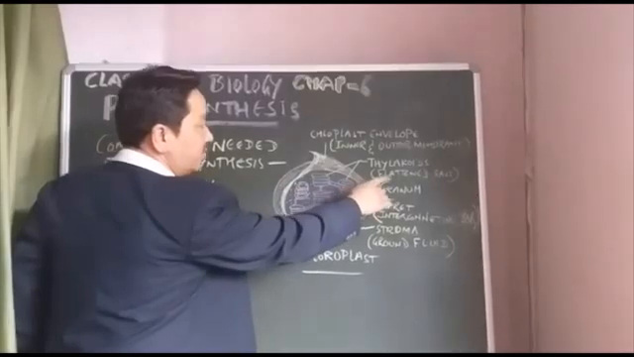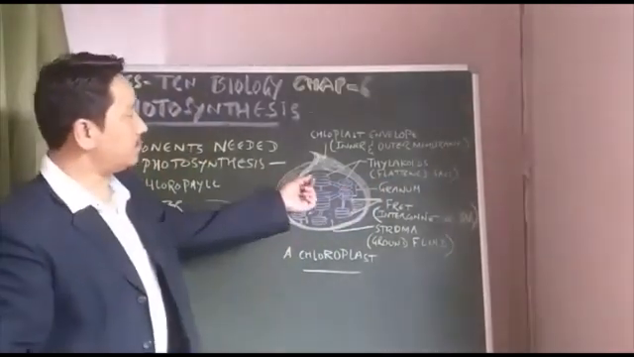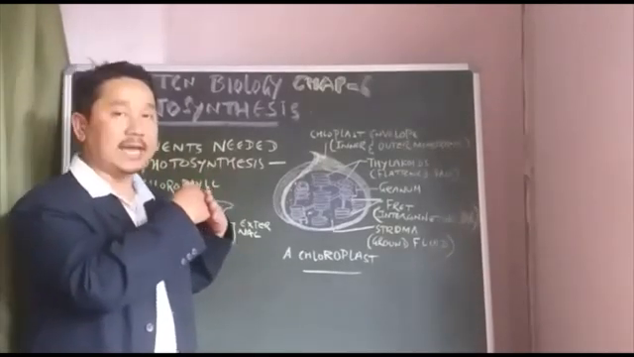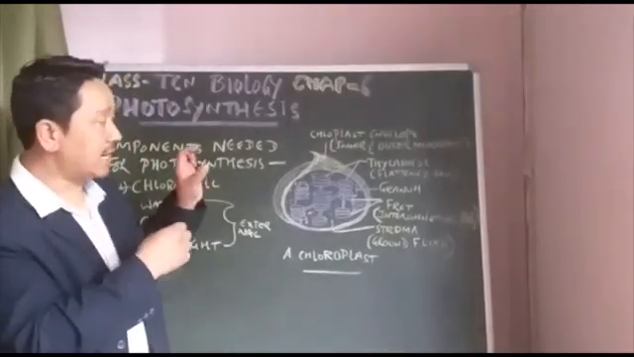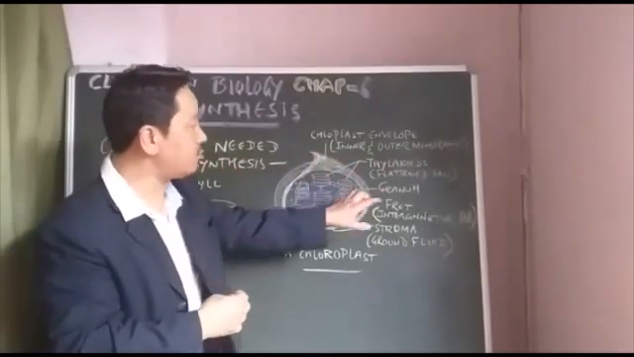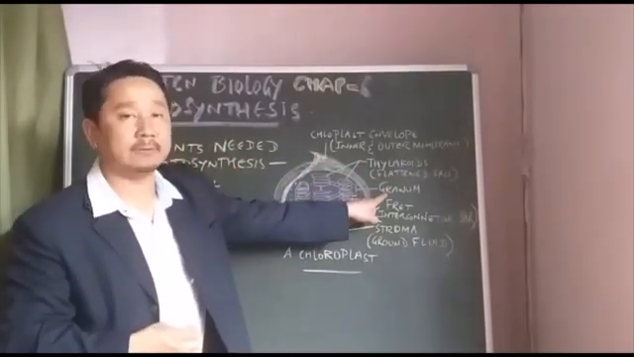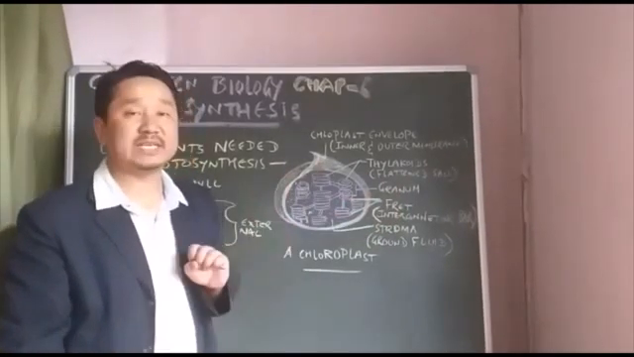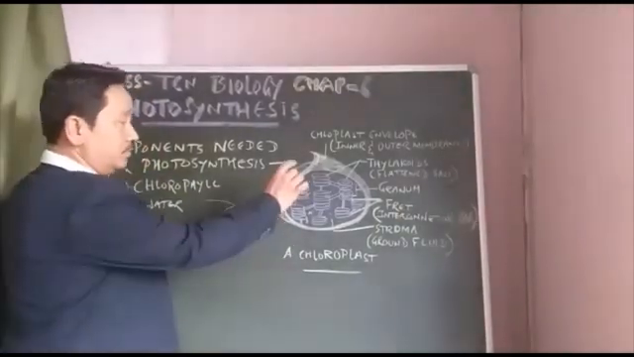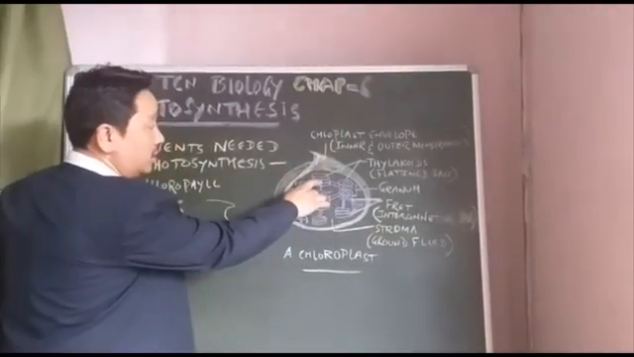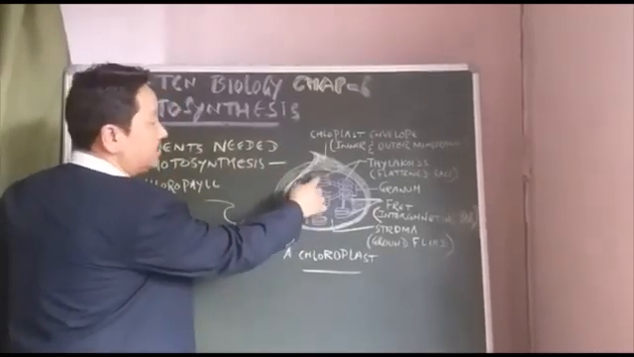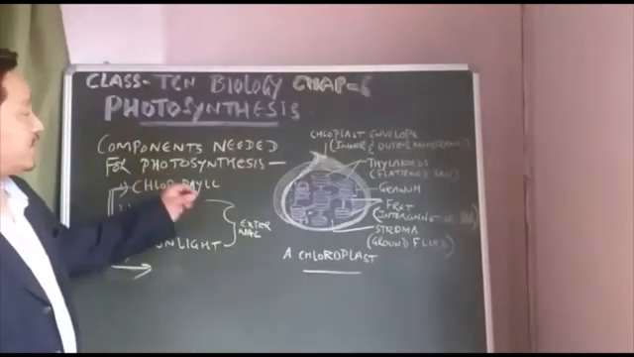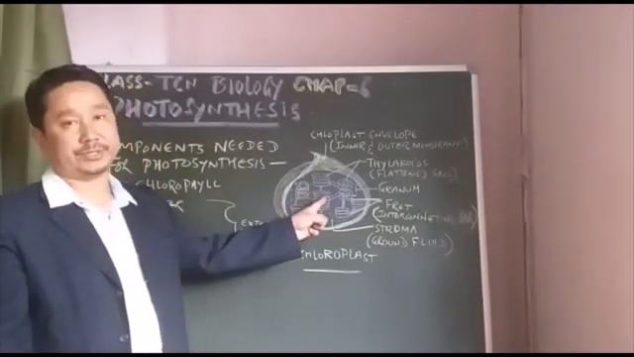So these thylakoids, which are flattened sacs, are arranged one above the other like a stack of coins. That stack of thylakoids is called a granum, G-R-A-N-U-M. The plural form of granum is grana. The inner wall of the thylakoid contains chlorophyll. That means chlorophyll is present in the wall of the thylakoids.